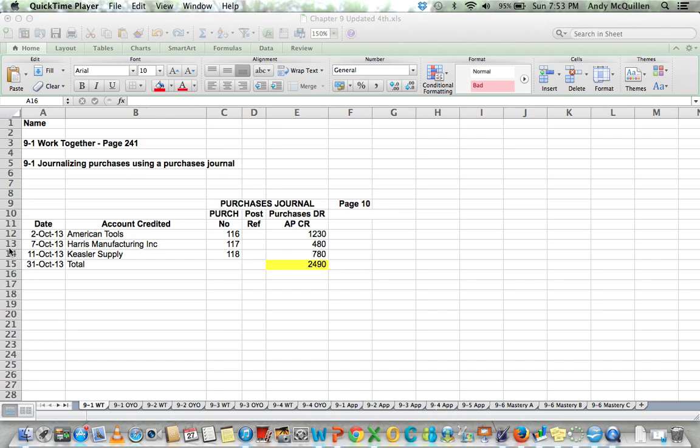October 11th, purchased merchandise on account from Kiesler Supply 780. Again, same procedure. And then the last thing it tells us to do is total and rule the journal. We always use the last day of the month, October 31st, total, and then we just add up the numbers. Pretty straightforward there.